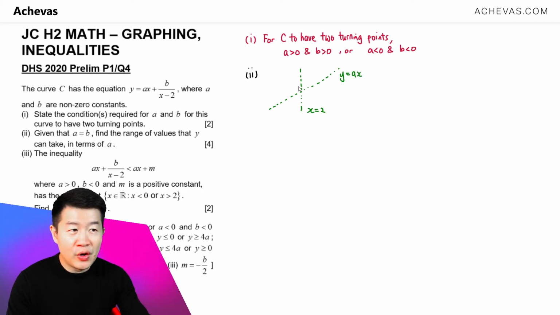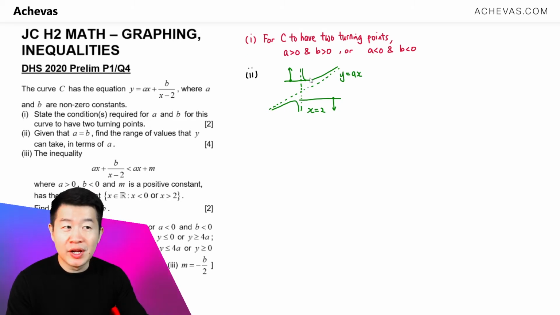So for the curve to have two turning points, the graph can potentially curve this way. Here, it has two turning points. The range of values that y can take will depend on the y coordinate of this minimum point, and on the y coordinate of this maximum point. So we are going to try to get the y coordinate of these two turning points. In part 1, we have actually found the x coordinates of these two points.